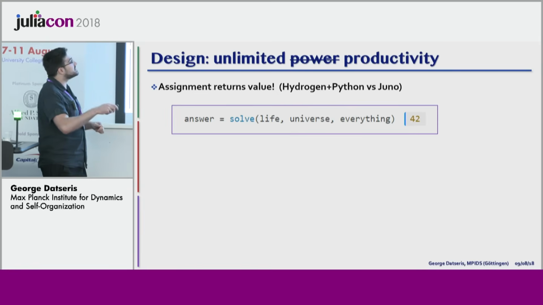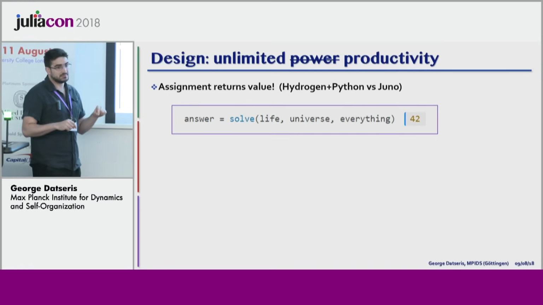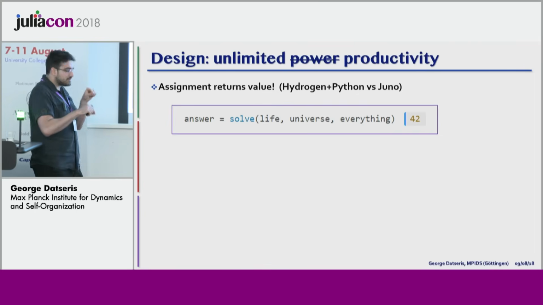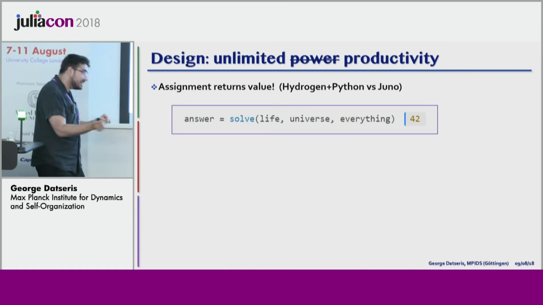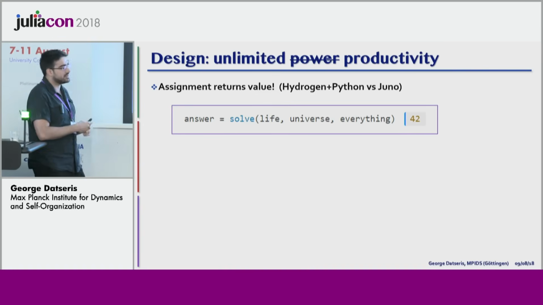So I write exactly the same thing in Python using Hydrogen. I press Shift and Enter, and I don't see anything. So then I type answer by itself. I press Shift and Enter. I see the answer. Then I delete the sole answer by itself because it doesn't make sense to just have it in your code, and I carry on.